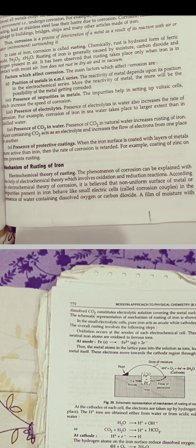A film of moisture with dissolved CO2 constitutes the electrolytic solution covering the metal surface at various places. The schematic representation of the mechanism of rusting of iron is shown in figure 35. In the small electrolytic cell, pure iron acts as anode while the cathode is the impure portion. The overall rusting involves the following steps.